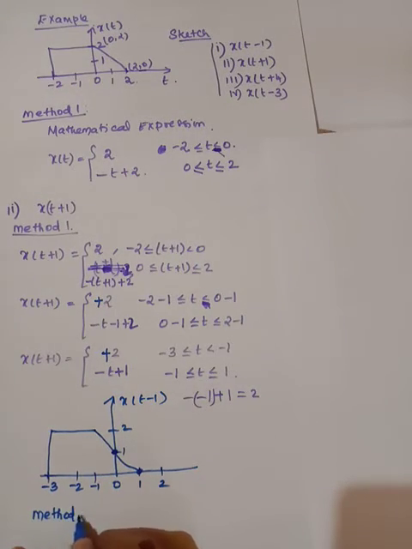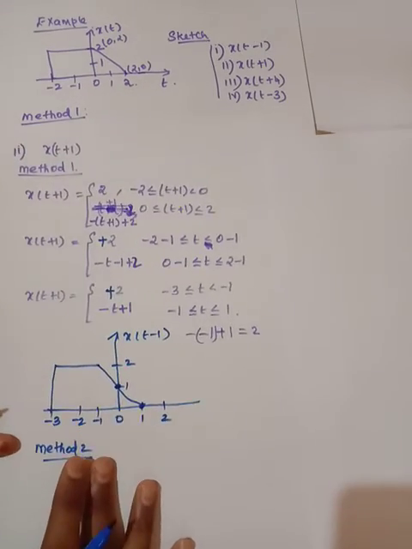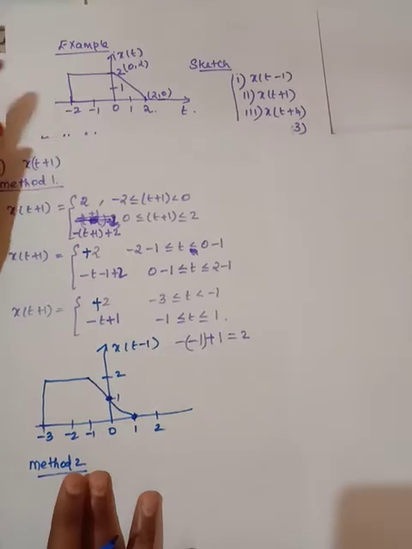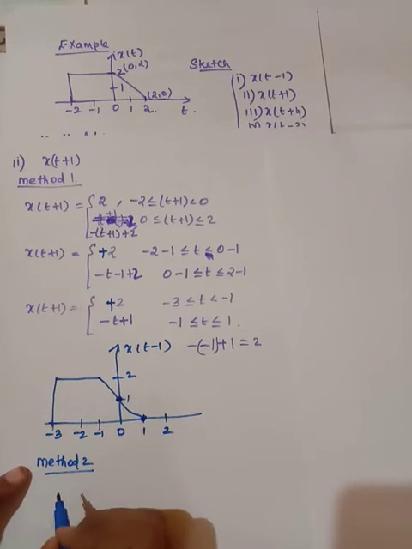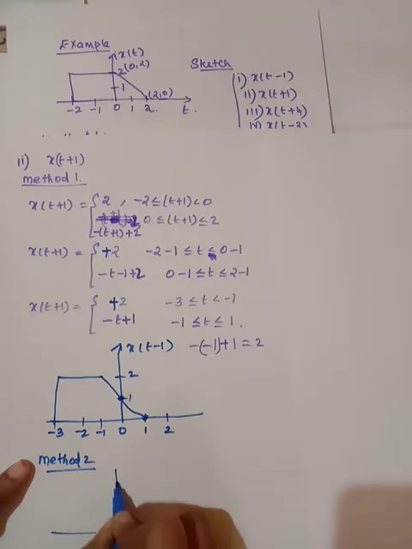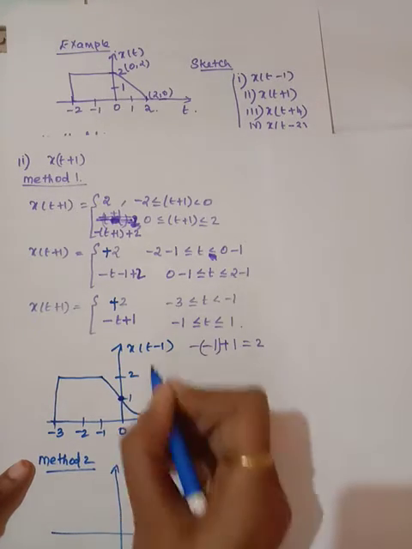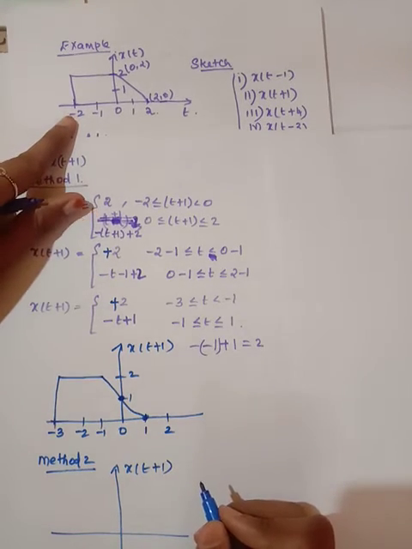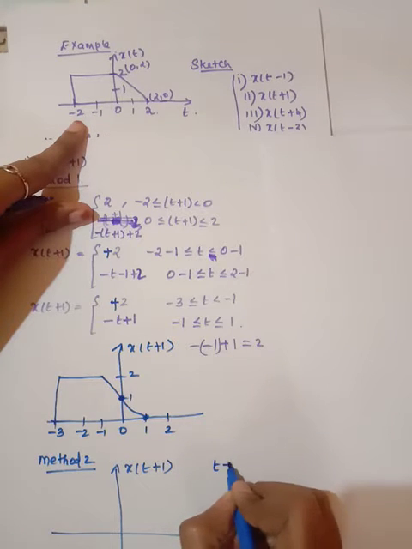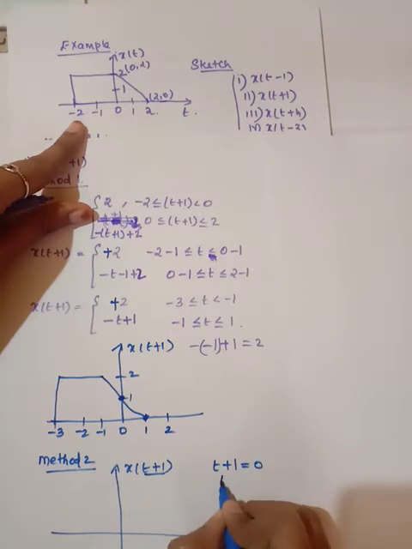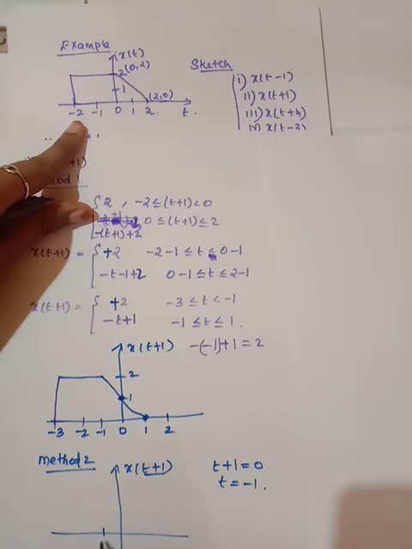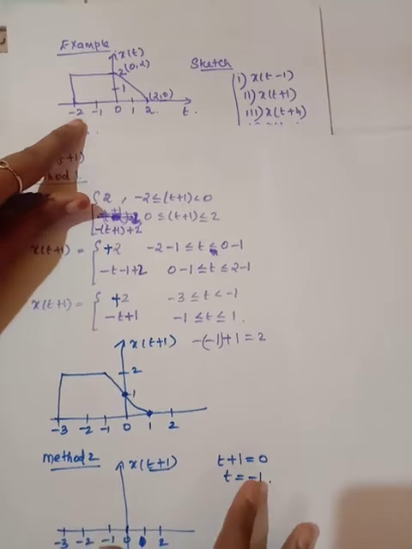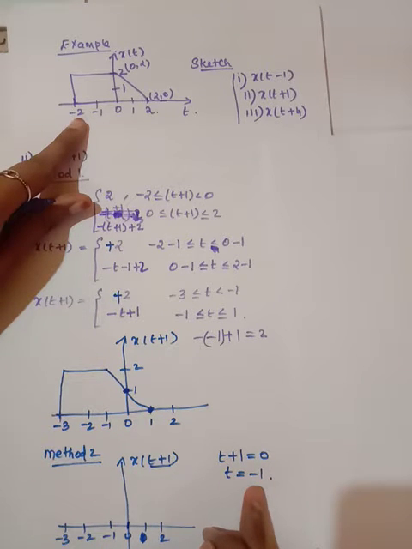So method 2. In this method 2, this is your original signal. Now I am going to perform it by direct visualization. This is x of t plus 1. First thing we need to do is take t plus 1 equal to 0, so t equal to minus 1. In this case, here it is 0, here it is 1, here it is 2.